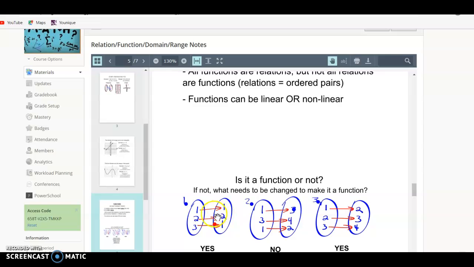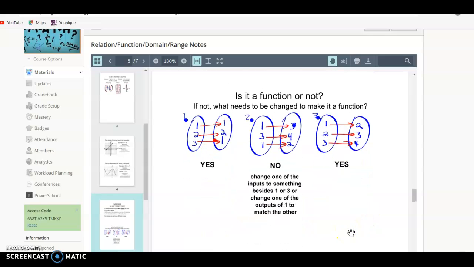Is this a function? Well, 1, 2, and 3. 1 is mapped to only 1, 2 is mapped to only 2, 3 is mapped to only 1. Yes, it's a function. Let's look at this one. 1 is mapped to 3, 3 is mapped to 4, and 1 is also mapped to 2. So 1 is mapped to 2 different numbers. So no, it's not a function. The third one. 1 is mapped to 2, 2 is mapped to 3, 3 is mapped to 4. Yes, it is a function.